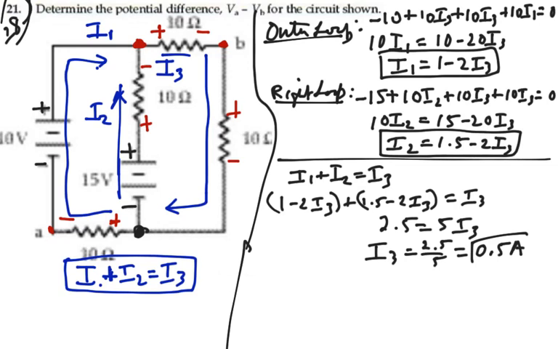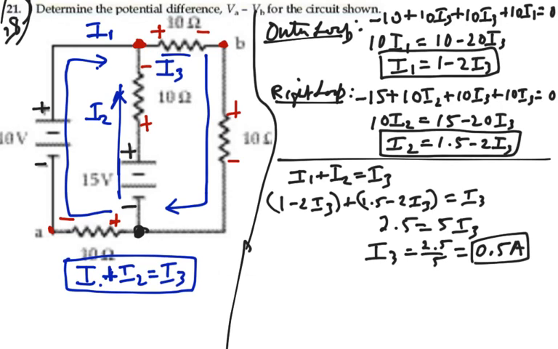This actually is the same problem as the previous one. If you rearrange the circuit, you can actually make it look like the same circuit in problem number 20, where we solved for I2 in that problem, but I2 is the same as I3 in this problem. So anyway, we got I3 equal to 0.5 amps.